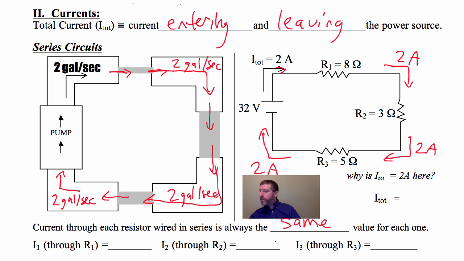In other words, the current through each resistor wired in series is always the same value for each one. I through R1, well, that's 2 amperes. I through R2, 2 amperes. I through R3, it's 2 amperes. The current is the same amount everywhere in a series circuit.